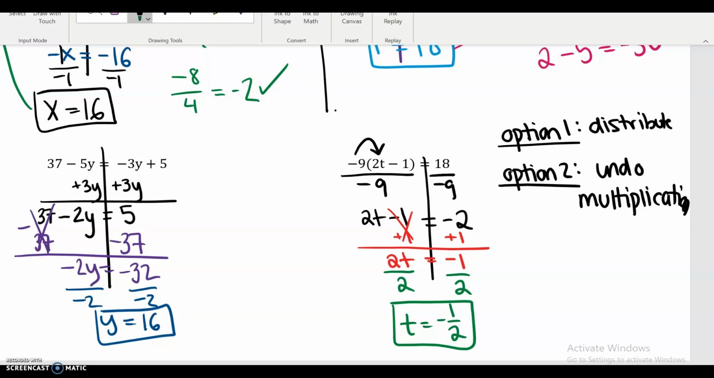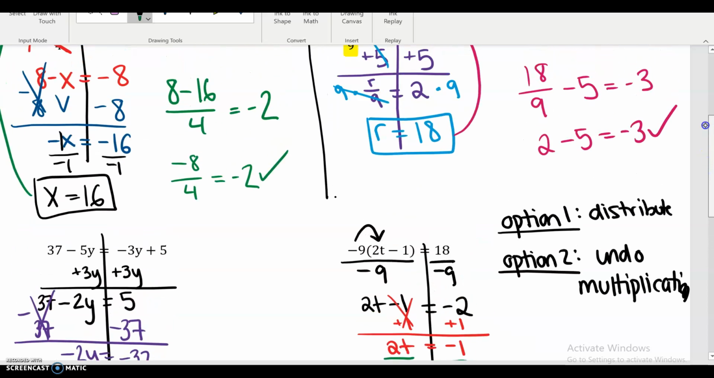Okay, if done correctly, you should get a fraction, and it's okay to get a fraction. t is negative 1/2. All I did was move the minus 1 over by adding 1 to both sides, so that canceled out, and you got negative 1 here. Then you divide both sides by 2 to get t is negative 1/2. Fractions are okay. They're just numbers, just like any other number, even if we don't like them. So there are two options for how you would do this problem. Either way, you get t is negative 1/2. You choose what you like better.